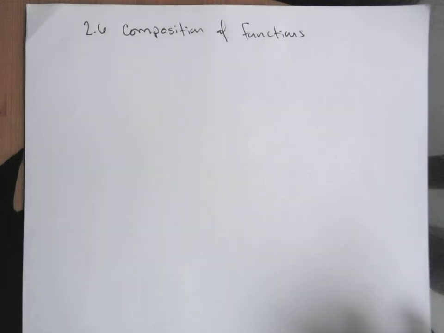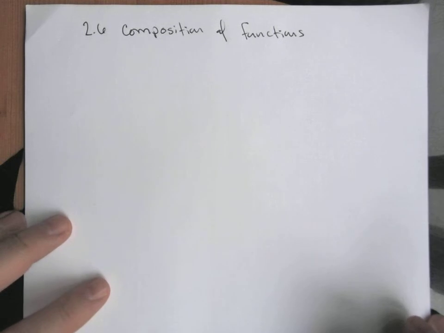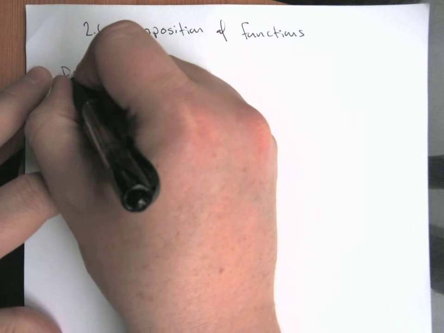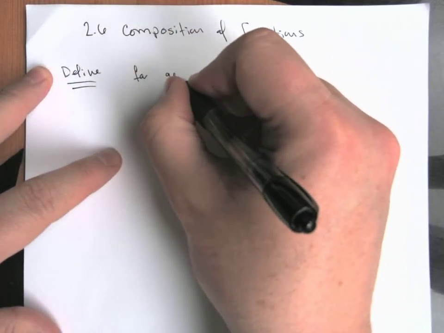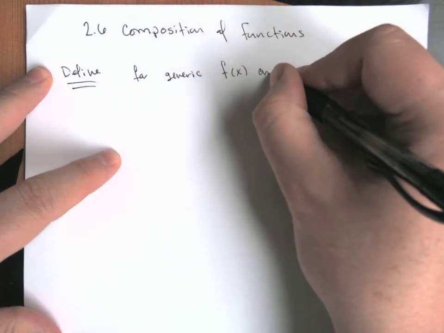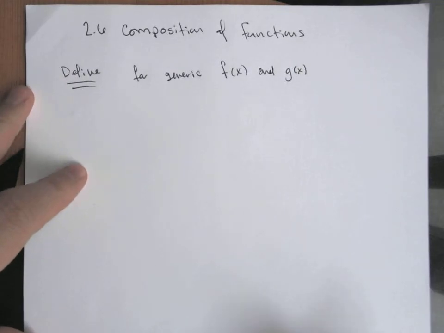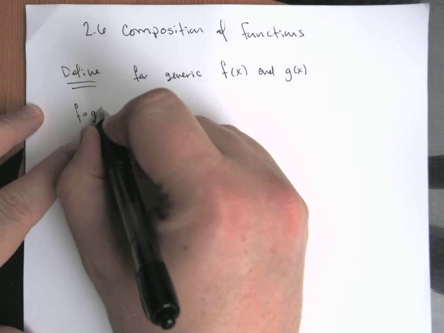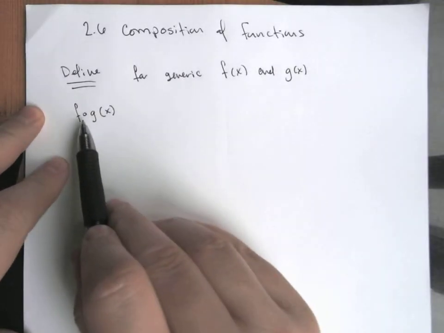So what comes next? After we've done combinations, the next thing is composition of functions. Just like we did before, let's do a definition before we actually try to do anything else. This is going to be, again, for two generic functions, f of x and g of x. So our notation is going to be f circle g, like this tiny little circle, looks kind of like a little O.